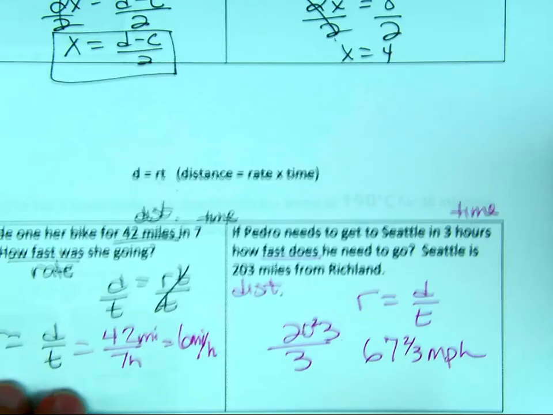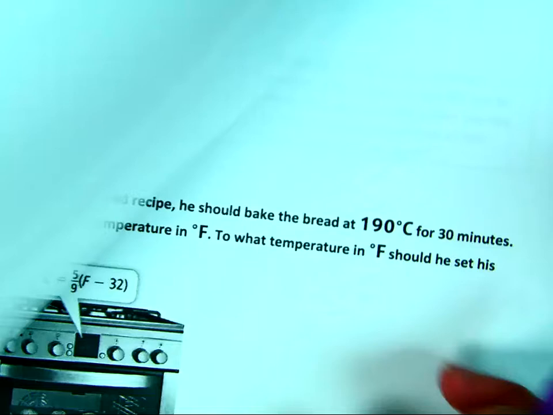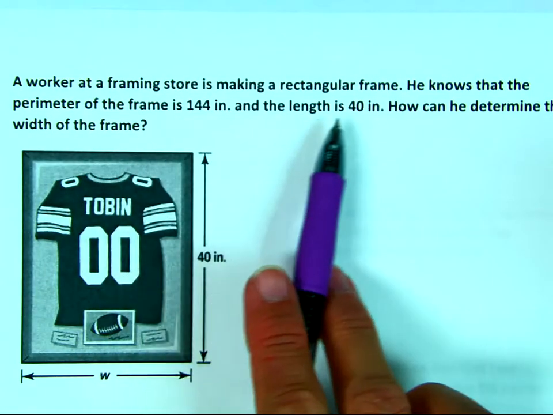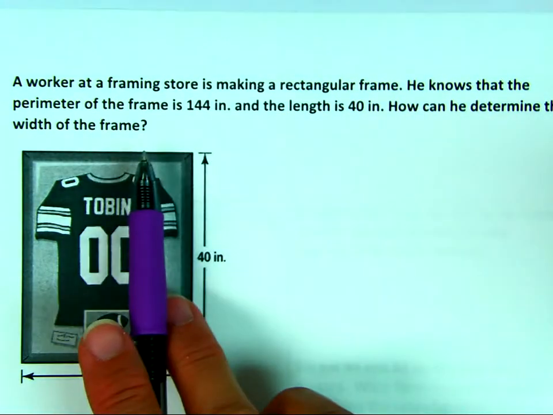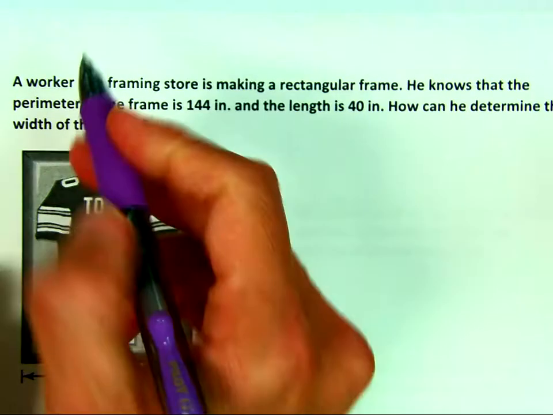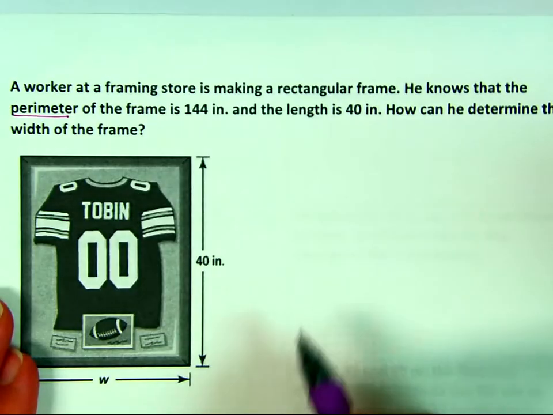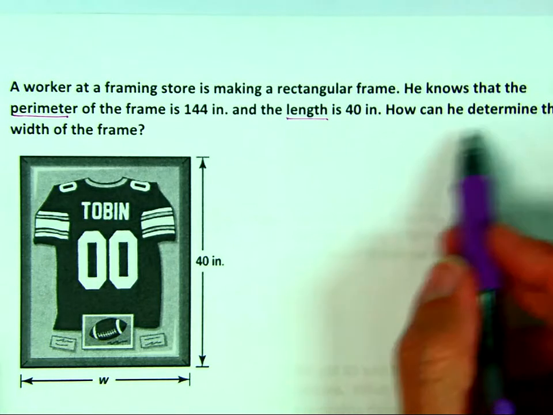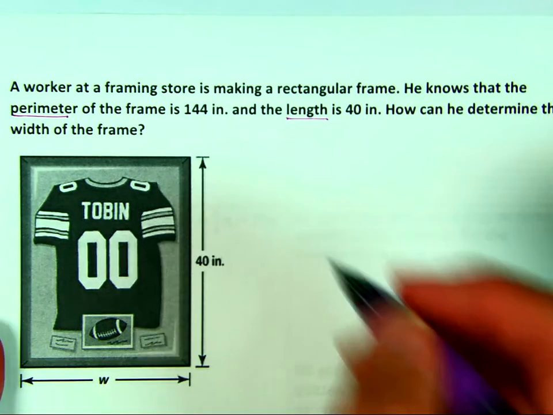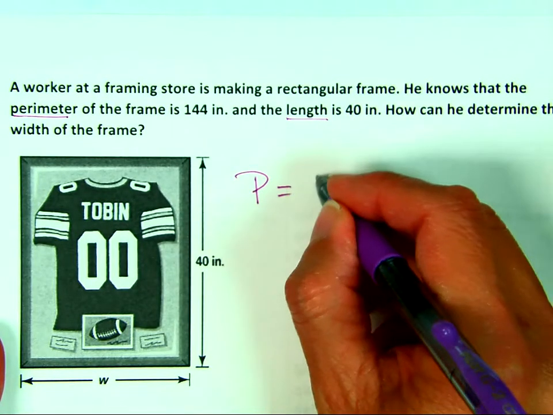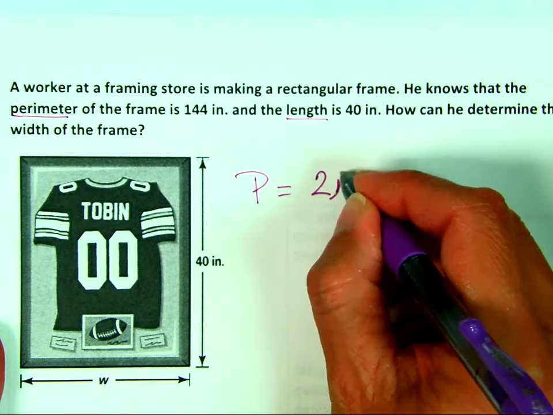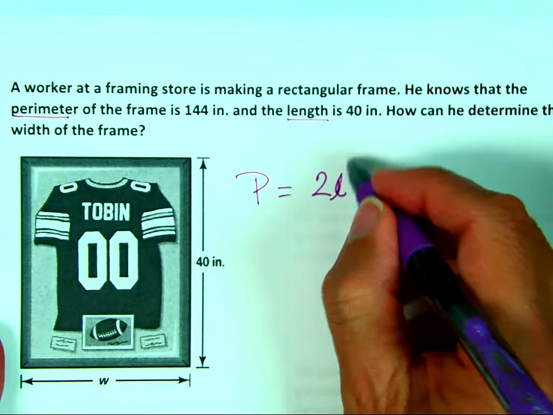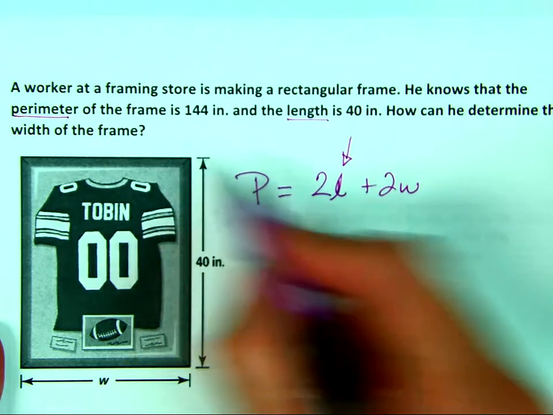All right, let's try another one. So here we go. A worker at a framing store is making a rectangular frame. He knows the perimeter of the frame is 144. Perimeter, that's going to be important. The length is 40 inches. How can he determine the width of the frame? Well, who remembers how to find perimeter? Perimeter equals 2 times the length plus 2 times the width. They gave me the length. They're asking me for the width. I've got to solve this for width.